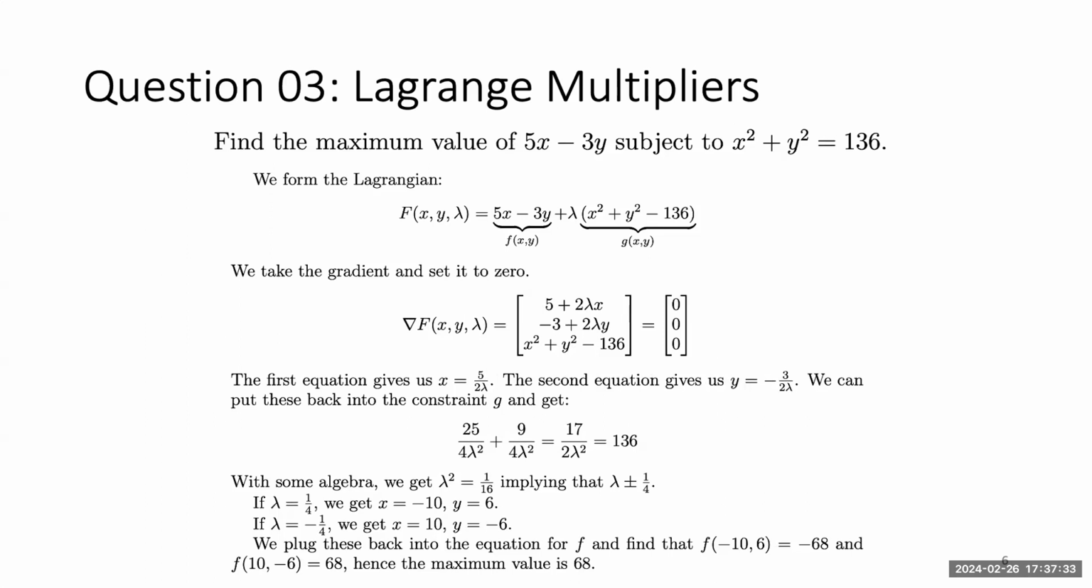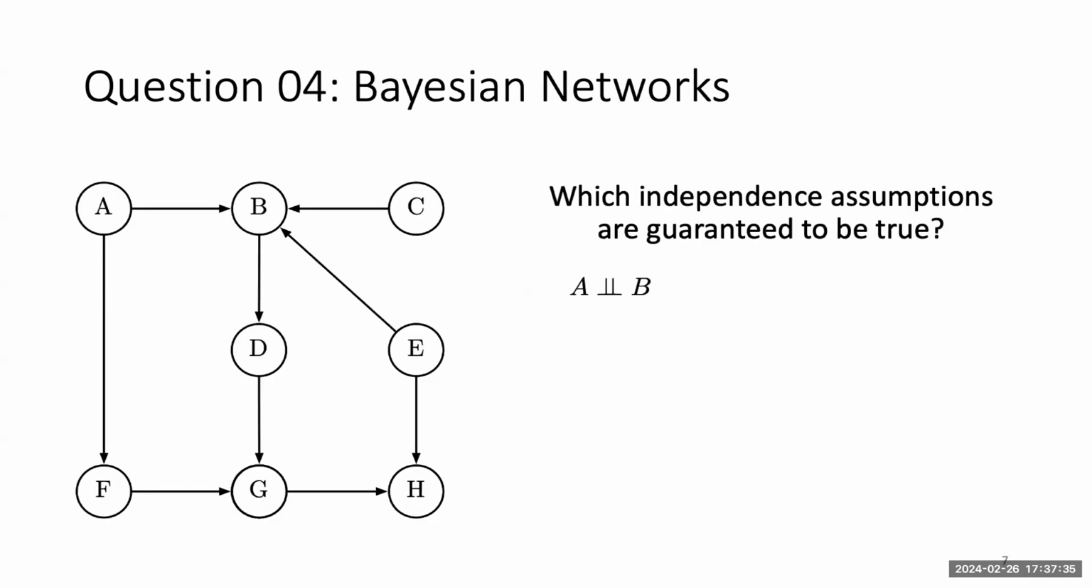All right, maybe we should cover the next question quickly. It's on Bayesian networks. Some of you asked me for more practice questions: if you have a Bayesian net that looks like this, what are the independence assumptions that are guaranteed to be true? Here's your example.